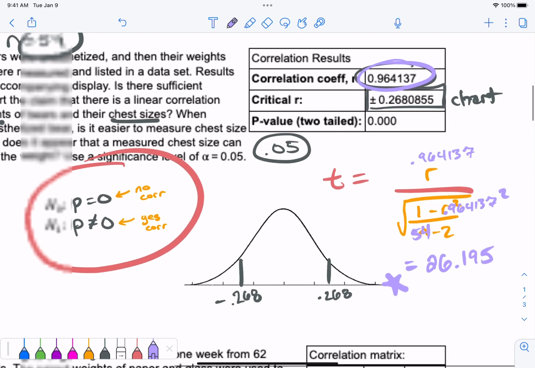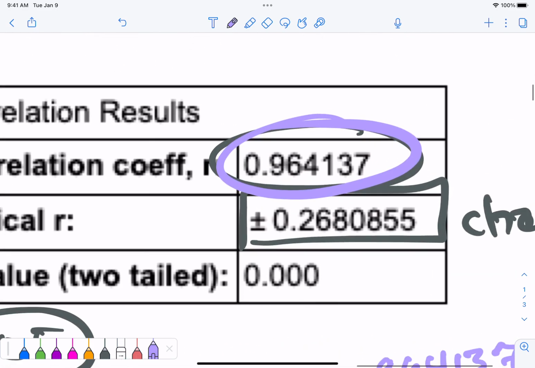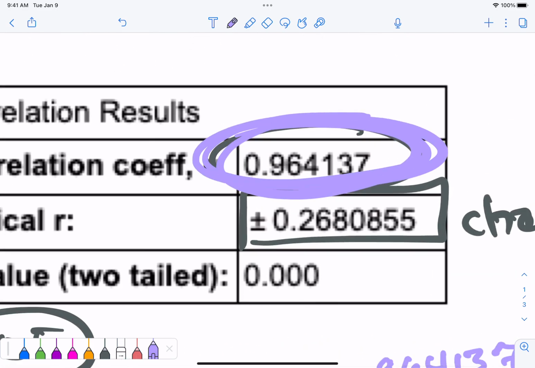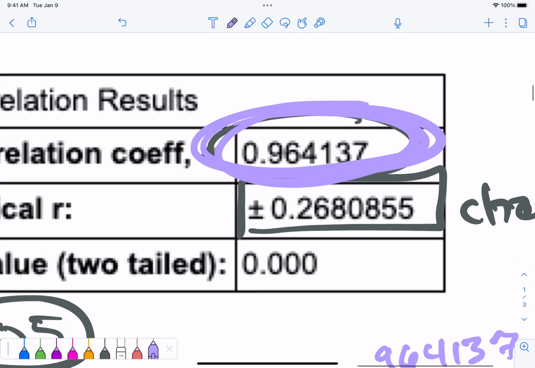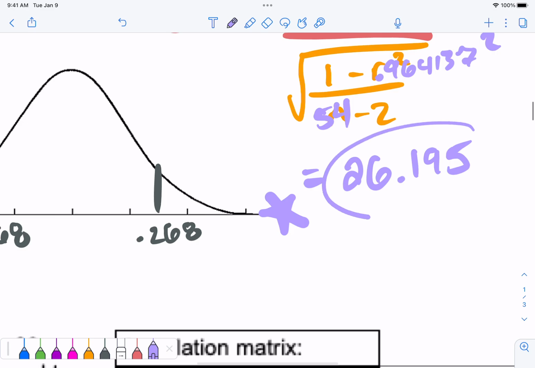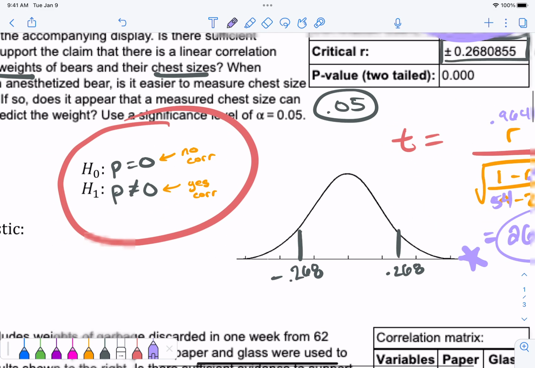Now really, our R value, what's the maximum that our R value could be? 1. 0.96 is a pretty decent R. That's going to probably say that they are related. In fact, that's a really good R, because our T value is all the way over to the right side. Does that make sense? So because of that, we're crossing this one off because it doesn't live in here. It lives on the outside. And we're going to say, yes, they are correlated. Does that make sense?